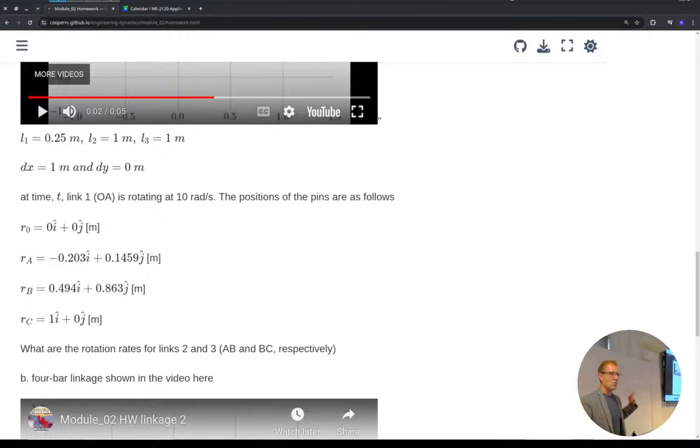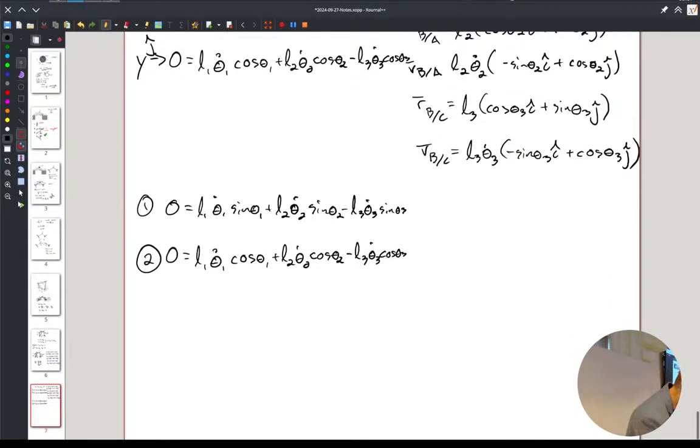We know where points O, A, B, and C are, which means we should know something about those angles. We might not know them directly, but there should be geometric information, like they have to be certain angles in order for this thing to be true. And then we know that link 1 is spinning in a circle at 10 radians per second. So let's put in another equation. Theta 1 dot is 10 radians per second.